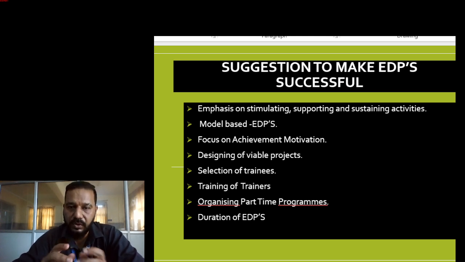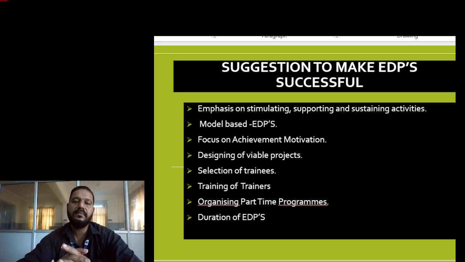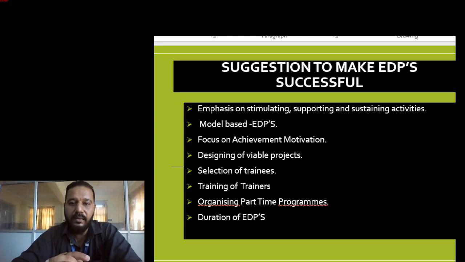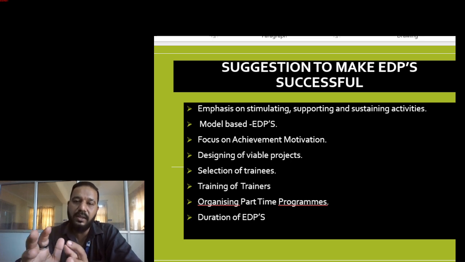Next, we should do designing of viable projects. Designing of viable projects means the project should be viable. Means the potential entrepreneurs should be able to make that product. It should not be like they are not able to make that product. It should be easy for them.